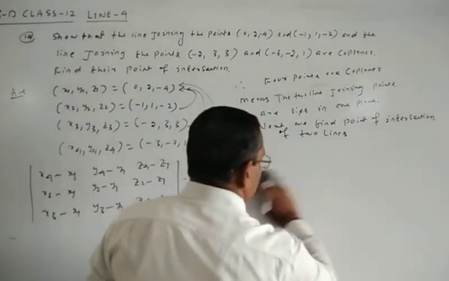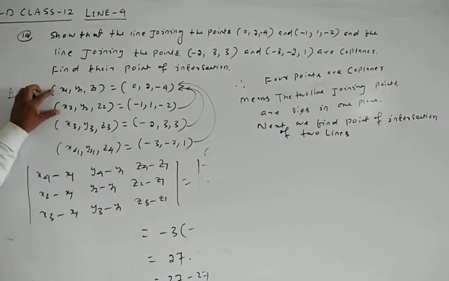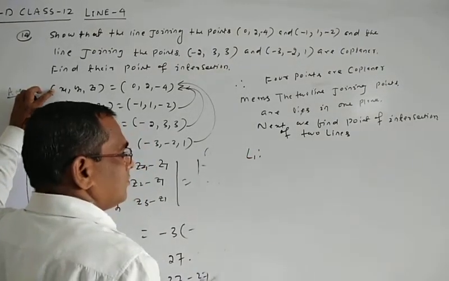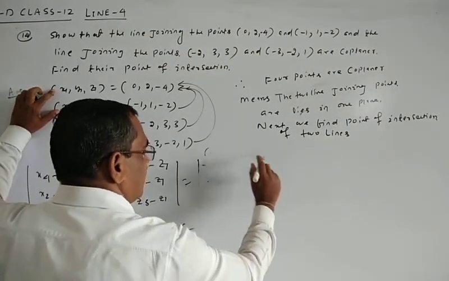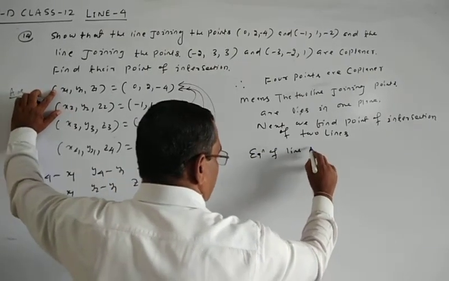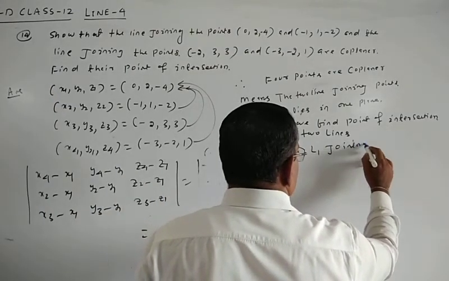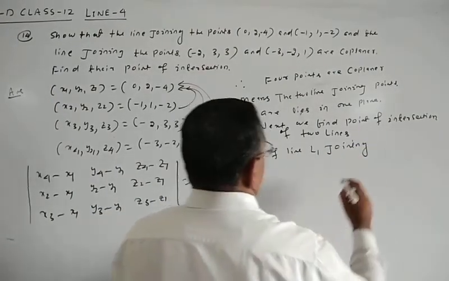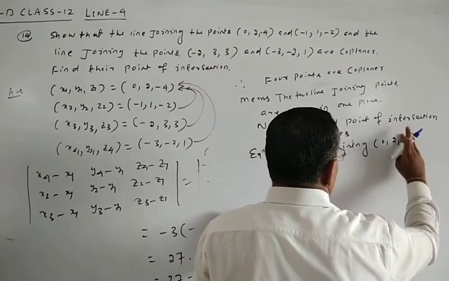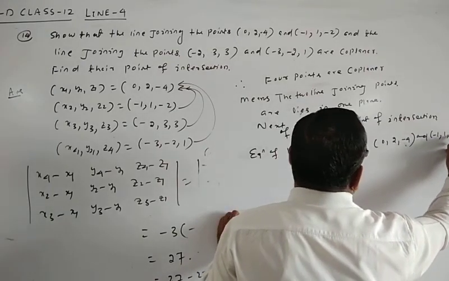The equation of the first line joining these first 2 points: L1, the equation of the first line joining 0, 2, minus 4 and minus 1, 1, minus 2.